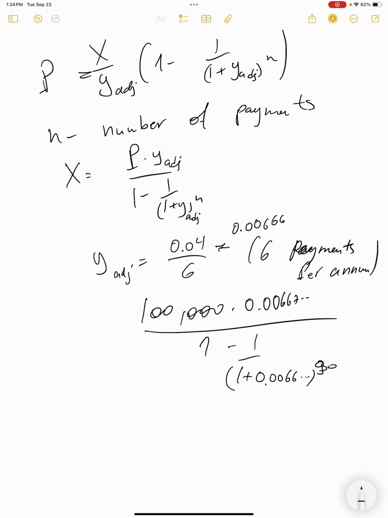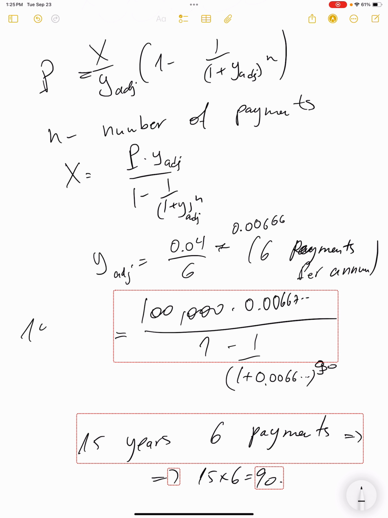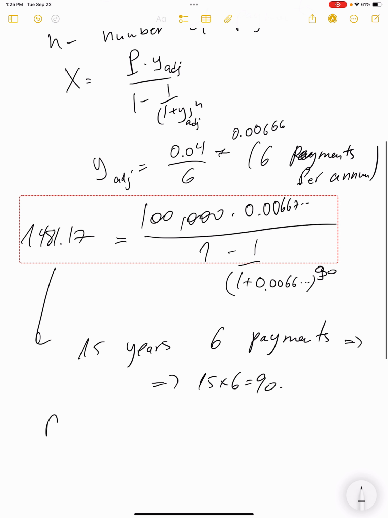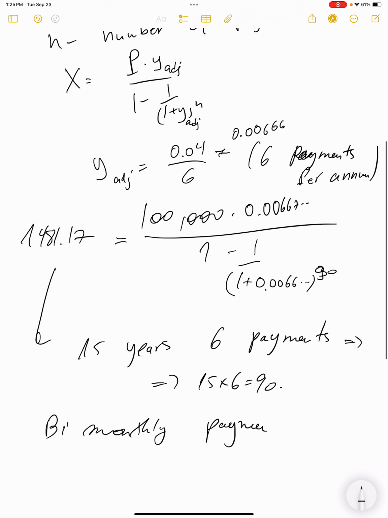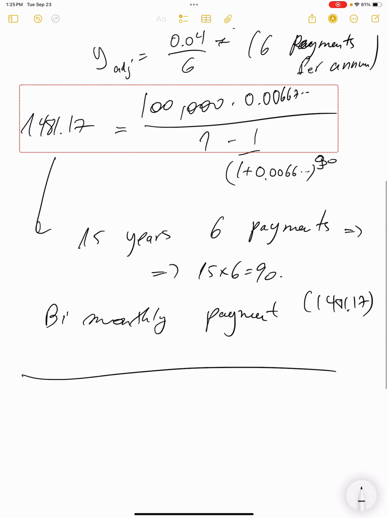Why do we have 90 here? Well, we have 15 years and we have 6 payments per annum, right? So overall we have 15 times 6, which is going to be 90, okay? So when you calculate this, hopefully either in an Excel spreadsheet or on your calculators, you're getting 1481.17 or something like that. So that's going to be your bi-monthly payment, 1481.17.